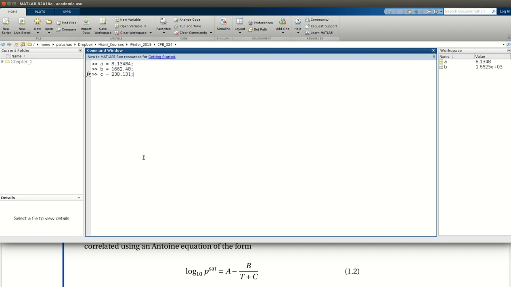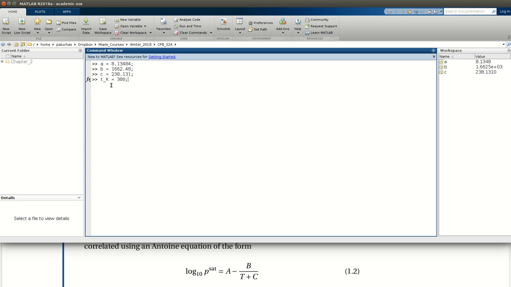238.131. As noted in the text, I tend to always use lowercase letters when I'm assigning values to scalar quantities. Later on, when we look at vectors and matrices, I tend to use capital letters for those names so that I can keep track of what type of variable each is. Now I have my Antoine parameters stored. In the first case, we're going to look at a specific temperature, so let's store that to a variable.